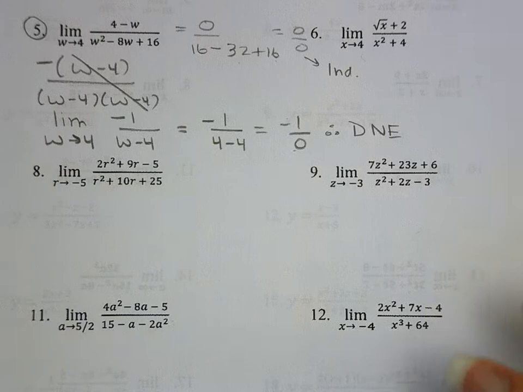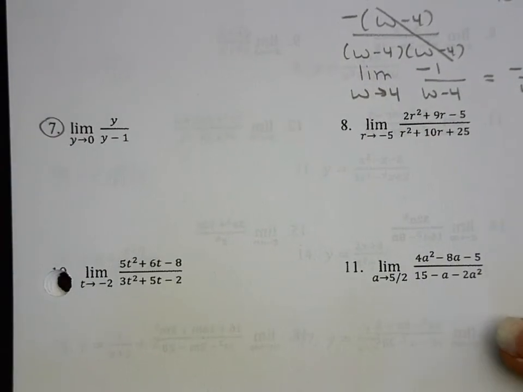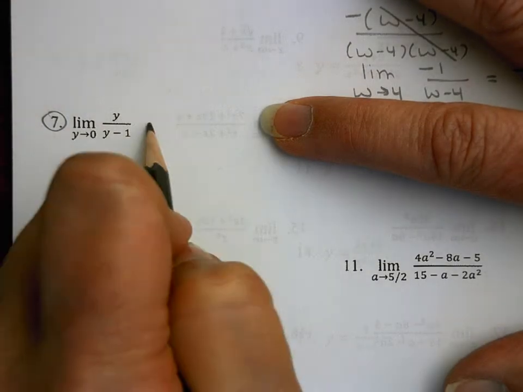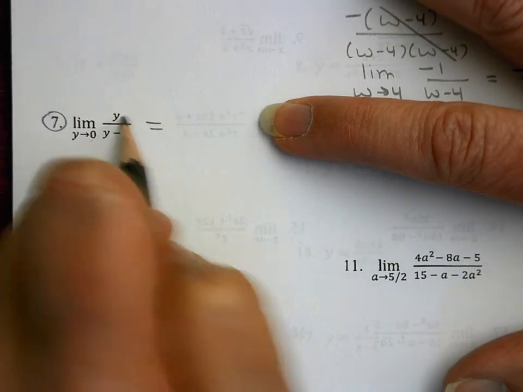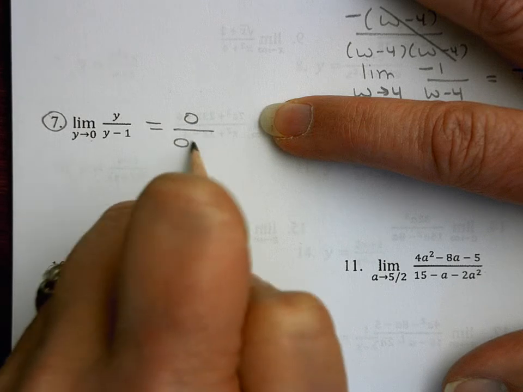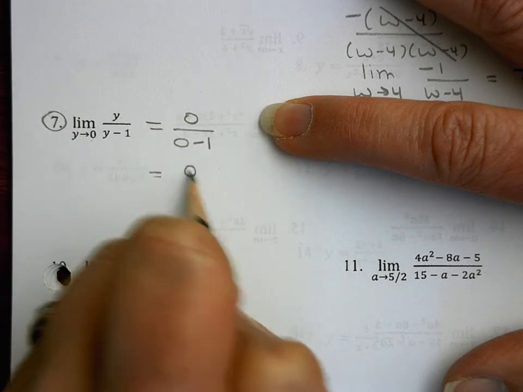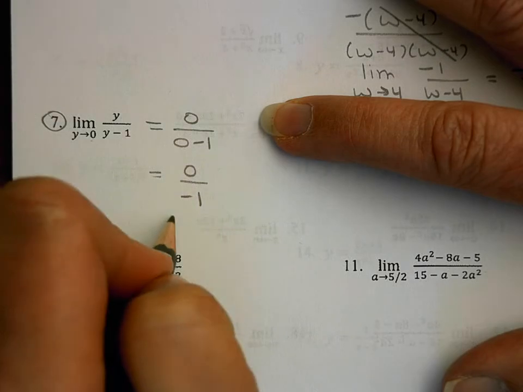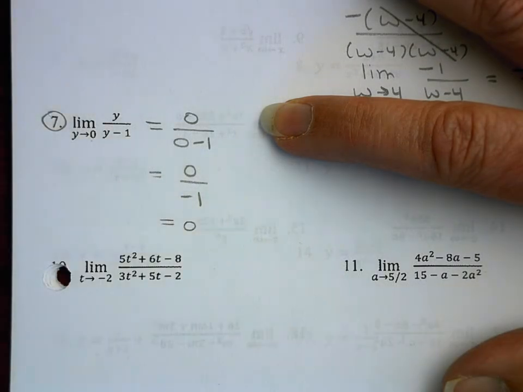All right, and let's take a look at number 7. Again, the first thing I want to try always is direct substitution. So I'm going to put 0 in for y, so 0 over 0 minus 1, and then 0 divided by negative 1 is 0, so then the limit would be 0.